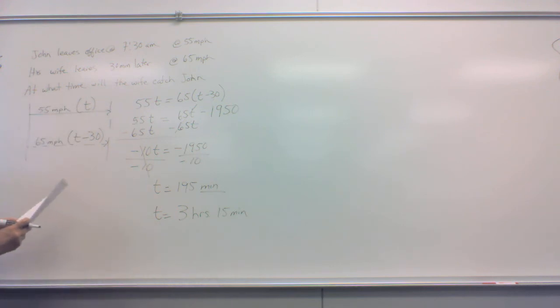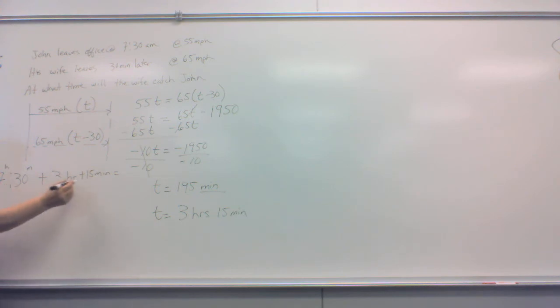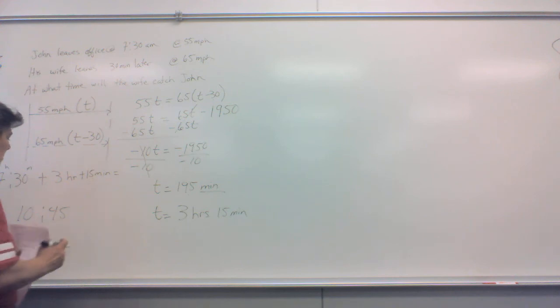So, what are we going to do? Well, he left at 7:30 in the morning. So that's 7 hours and 30 minutes, plus 3 hours and 15 minutes. So what's that going to give us? Well, 30 minutes plus 15 minutes is going to give us 45 minutes, and 3 plus 7 is 10 hours. So they're going to catch each other at 10:45 a.m.